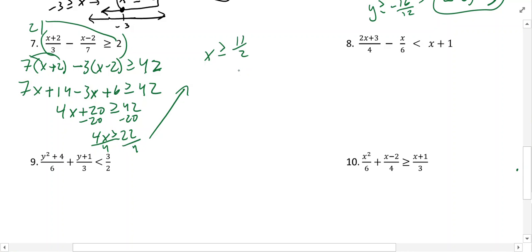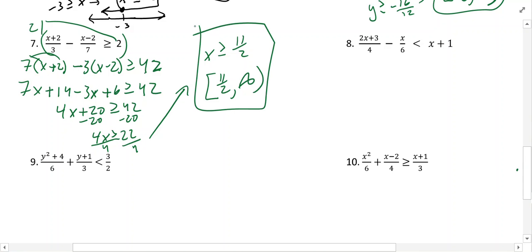And again, I want to write my answer in interval notation. So you're saying x is greater than or equal to 11 over 2. So I'm going to say bracket 11 over 2, comma, to positive infinity. So here's my final answer there. All right, I want you guys to go ahead and try number 8. So pause the video and try number 8.